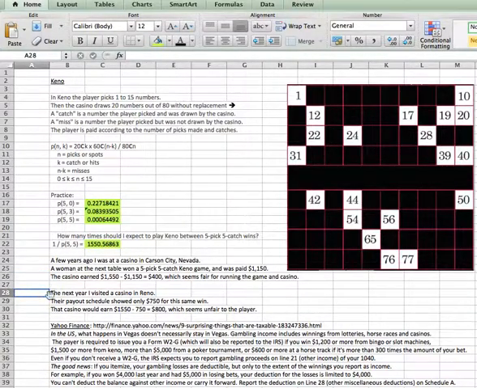However, the next year I visited a casino in Reno. Their payout schedule showed only $750 for this same win. So that casino would earn $800. And so that seems unfair to the player.